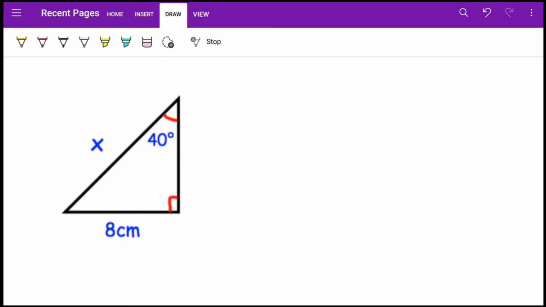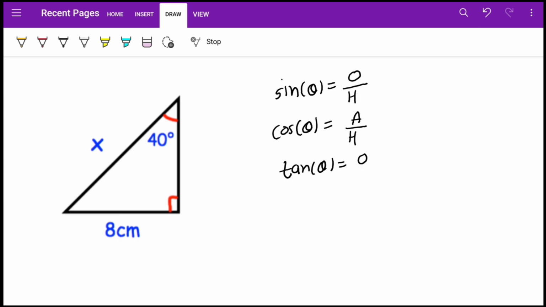Today we'll be learning about trigonometry functions and how to find missing sides. So we'll start by writing down the trigonometry functions. Sine theta is equal to opposite over hypotenuse. Cos theta is given by adjacent over hypotenuse, and tan theta is given by opposite over adjacent.